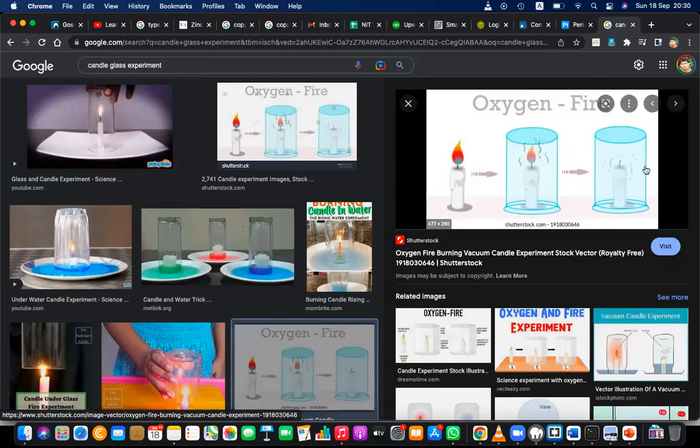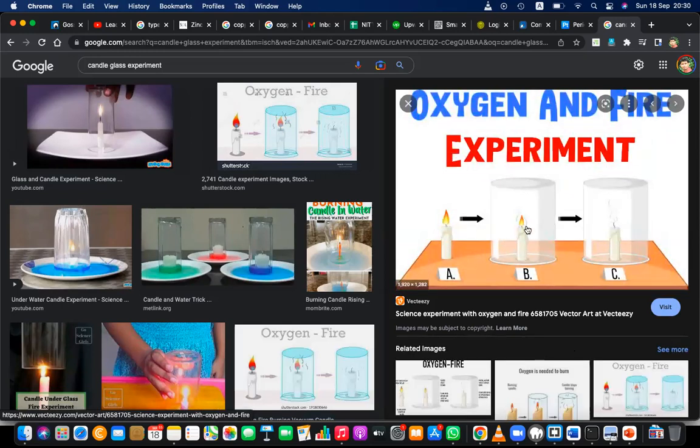So after a few seconds, this will happen. Why? What's the reason? Because there is only a certain amount of oxygen inside this glass. This is a complete system. It is completely closed, so there is no way to pump oxygen in. Within a few seconds, the oxygen will be over. When oxygen is over, the candle will simply go out.